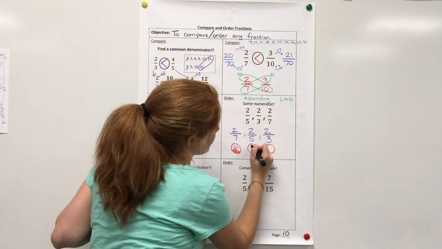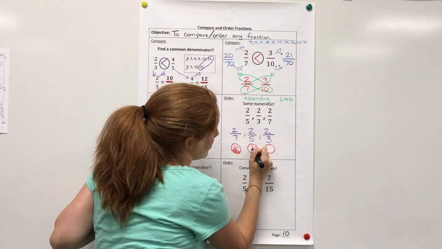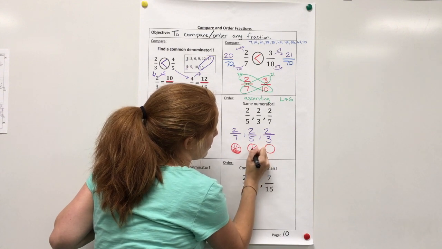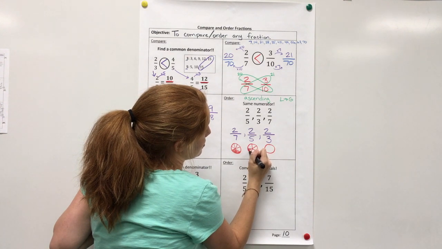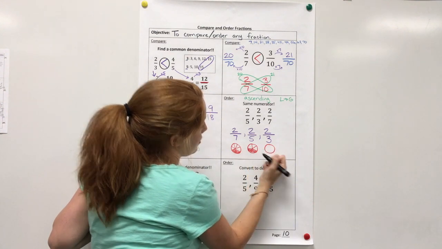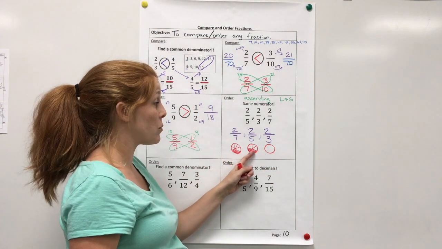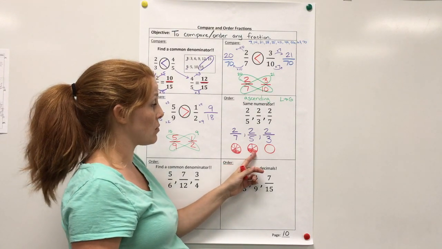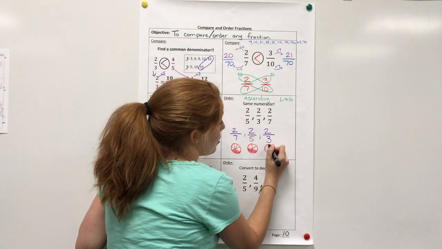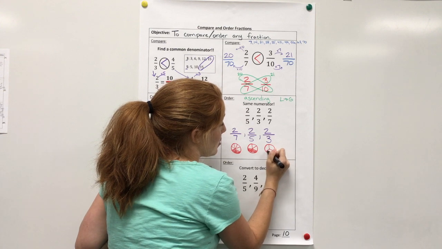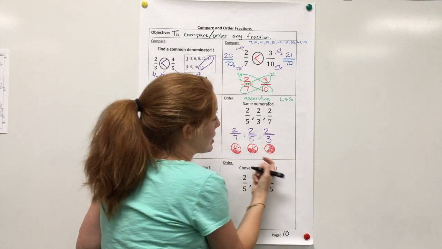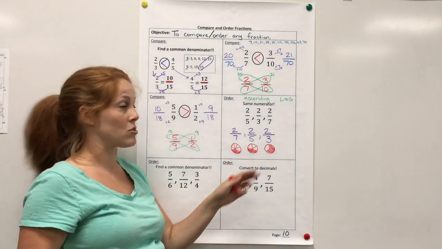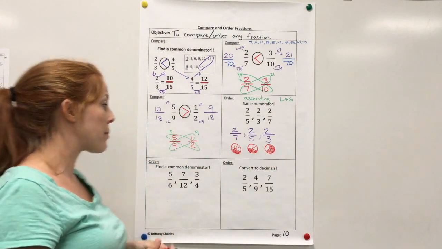Now 2/5. 1, 2, 3, 4, 5. 2 of those pieces. Again, it's a little bit more, not a whole lot more, but it is a little bit more. And then 2/3, 2 pieces. You can easily see that that's a lot more of the pizza, so that's the greatest. Okay.